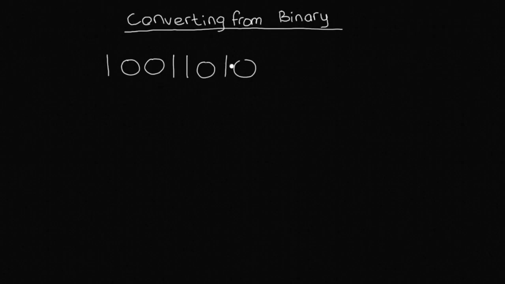So if you remember from our last video, when we worked with binary, we needed to look at the powers of 2. So each of these digits is associated with a power of 2. For example, this one here would be 2 to the power of 0. This would be 2 to the power of 1, and so on. So I'm just going to fill these in: 2 to the power of 2, 2 to the power of 3, 2 to the power of 4, 2 to the power of 5, 2 to the power of 6, and 2 to the power of 7.